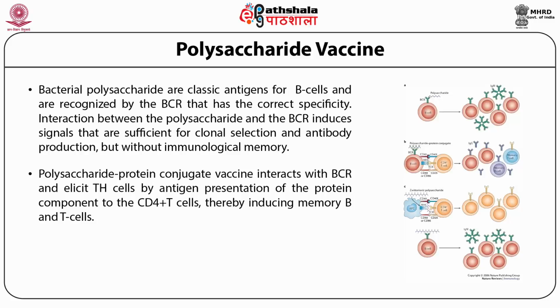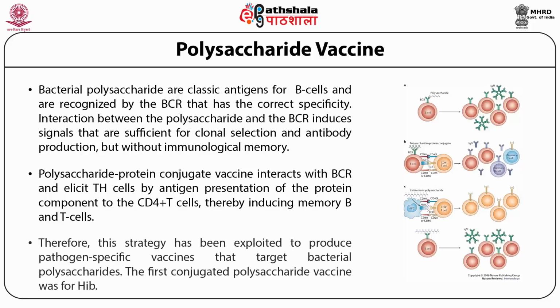component to the CD4 positive T cells, thereby inducing memory B and T cells. Therefore, this strategy has been exploited to produce pathogen-specific vaccines that target bacterial polysaccharides. The first conjugated polysaccharide vaccine was for HIV.